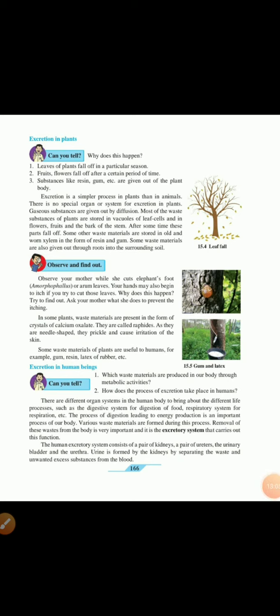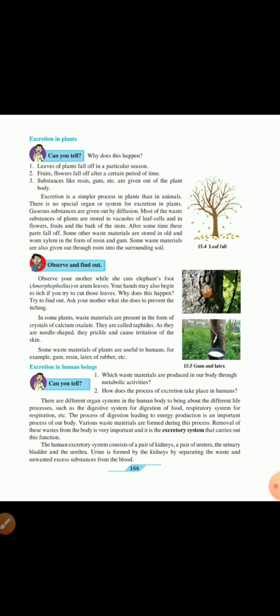Okay, students, I hope you have understood the process of excretion in human beings very well from the video. But let me explain to you once more here. Can you tell which waste products or materials are produced in our body through the metabolic activities? We have seen that ammonia, urea, and uric acid are produced during the metabolic activities in our body. Now, how does the process of excretion take place in human beings? I will explain to you, even though you have seen it in the video. It's a repetition for you.